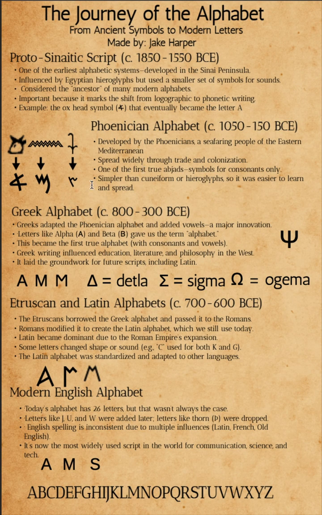It has one of the first true abjads, symbols for consonants only. And it is simpler than the cuneiform or hieroglyph, so it was easier to learn and spread, like I said earlier. So here, I want to take you to this. This is the ox head symbol. This wasn't necessarily an A in the Phoenician or in the Proto-Sinaitic script. It just has an ox head symbol and kind of an ah sound.